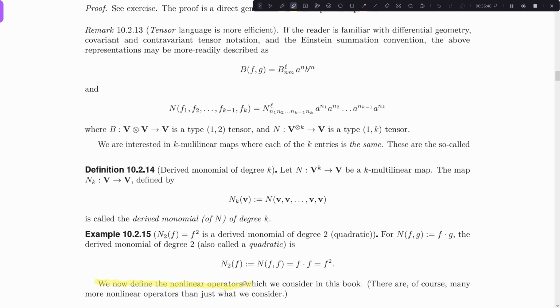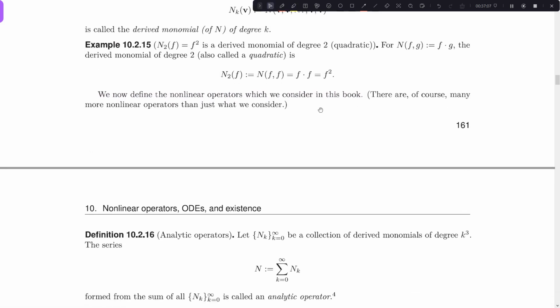Okay, so what follows from this is the nonlinear operators that we consider in this book. We now define the nonlinear operators we consider in the book. There are many other nonlinear operators than the ones we're going to consider, but we're going to consider these because these are the ones that show up in a lot of physical systems. They're also the ones that we have a little bit more ability to make predictions about or make statements about. These are called the analytic operators.